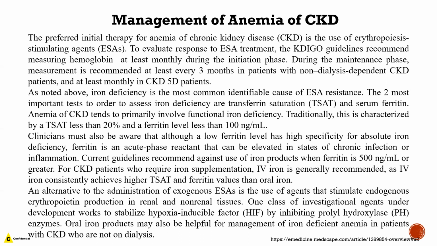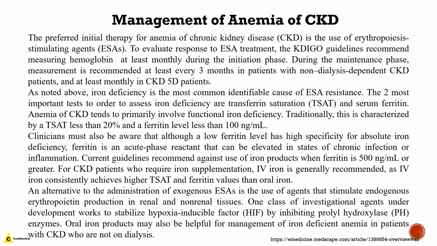Clinicians must also be aware that although a low ferritin level has high specificity for absolute iron deficiency, ferritin is an acute phase reactant that can be elevated in states of chronic infection or inflammation. Current guidelines recommend against the use of iron products when ferritin is 500 nanograms per milliliter or greater. The kidney disorder patient requires iron supplementation. IV iron is generally recommended, as IV iron consistently achieves higher transferrin saturation at certain values than oral iron.